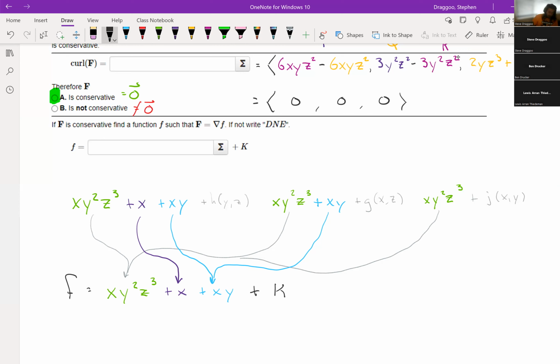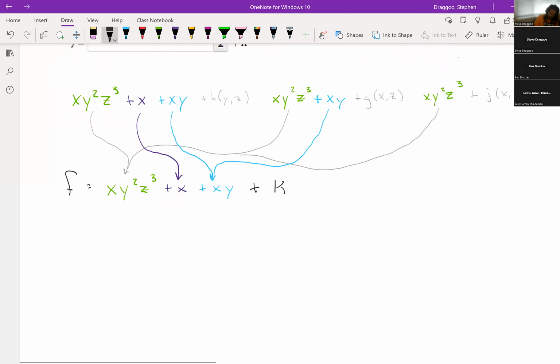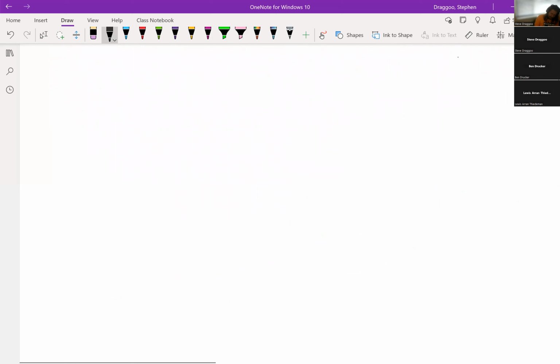Cool. And we can see in WeBWorK, it already added that plus k for us. That's that part just off to the right there. Cool. So that's conservative vector fields, and in particular, reconstructing a function originally.